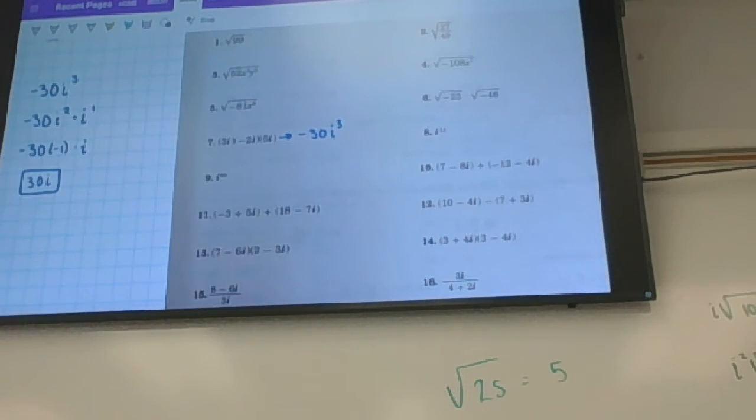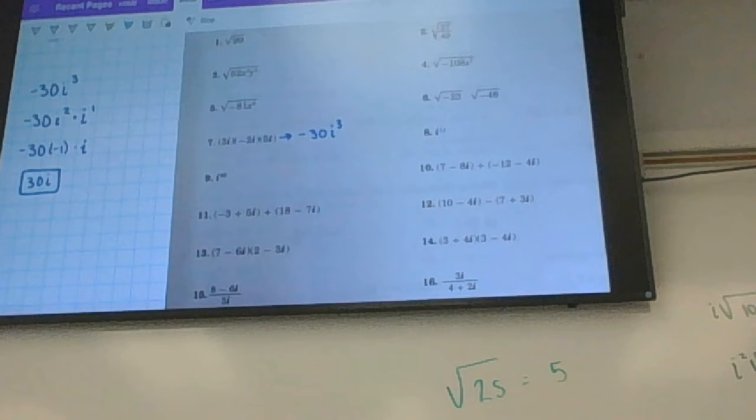Yeah, 'cause it's i squared. I squared times i squared. I to the fourth is actually going to be positive one. So i to the 6. Skipping twos.